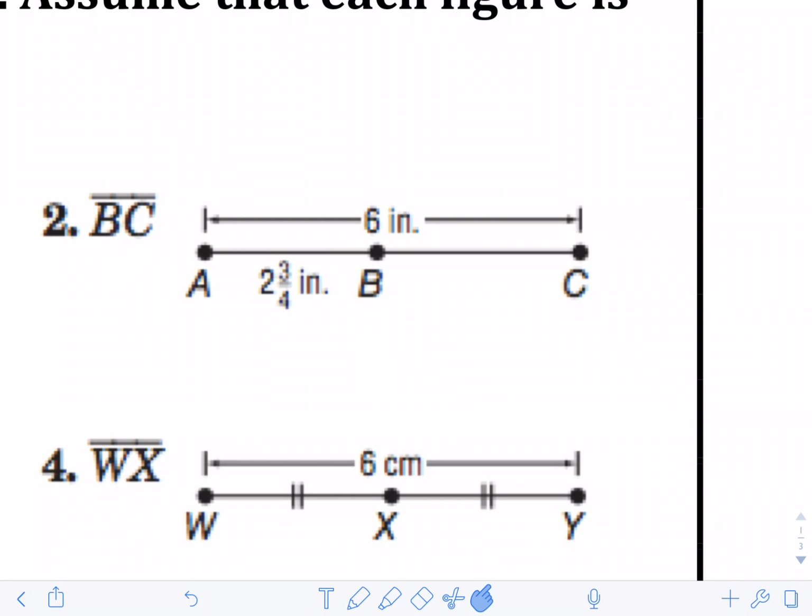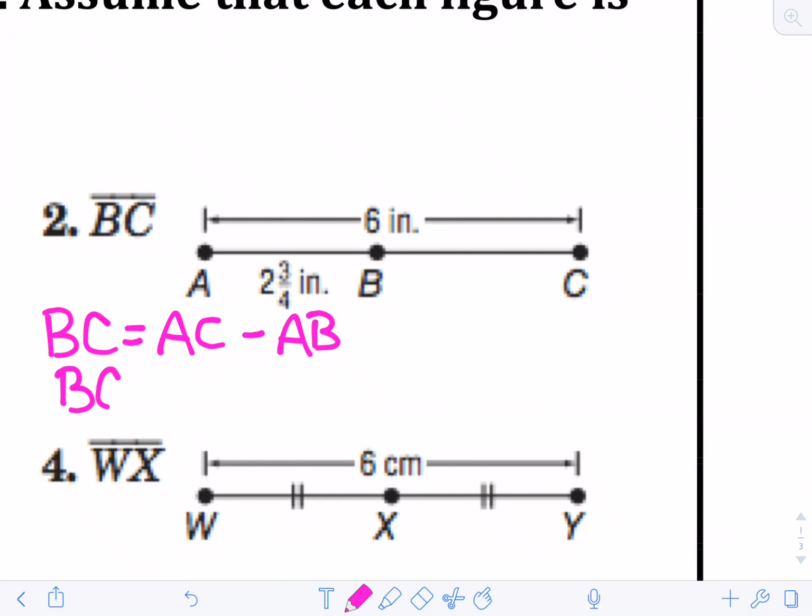Alright, number 2 is a little bit different because we have the whole thing and a part. So BC is equal to AC minus AB. Okay, so BC is equivalent to 6 inches minus 2 3/4 inches.